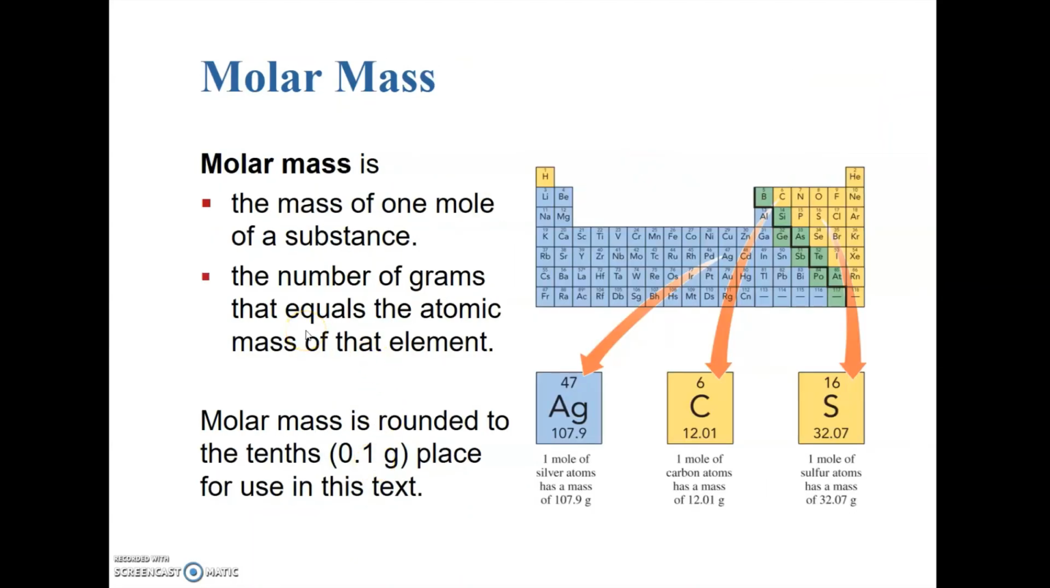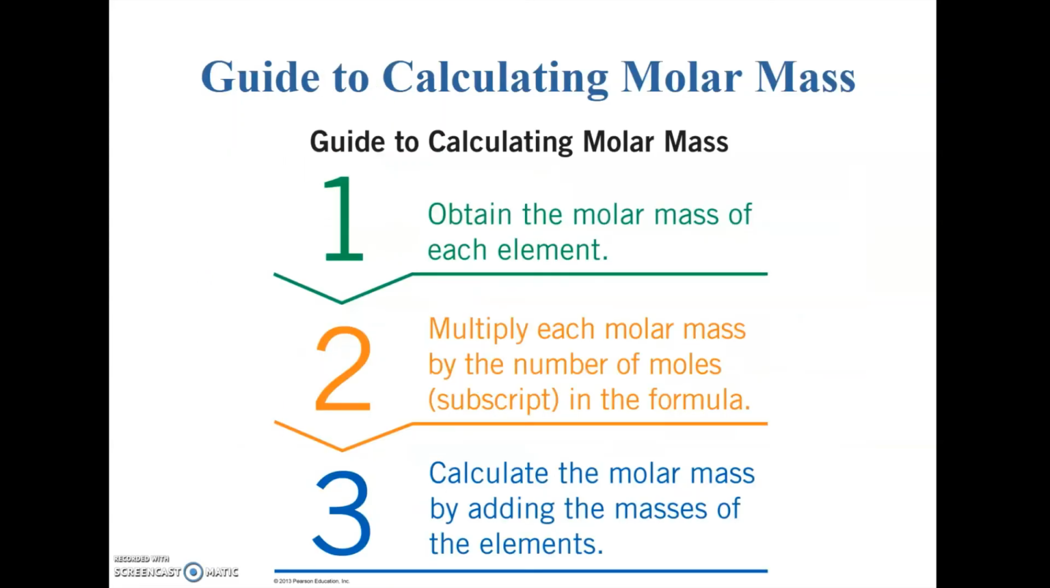The molar mass of an element is the mass of 1 mole of that element. You get that information from the periodic table. So if you go to the periodic table, you will find that 1 mole of silver has a mass of 107.9 grams. 1 mole of carbon has a mass of 12.01 grams, and 1 mole of sulfur has a mass of 32.07 grams. So the molar masses of the elements are found in the periodic table in different rows and different columns. In the next few slides, we learn how to find the molar mass of a compound.